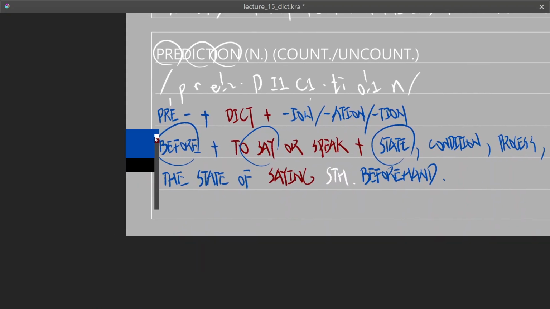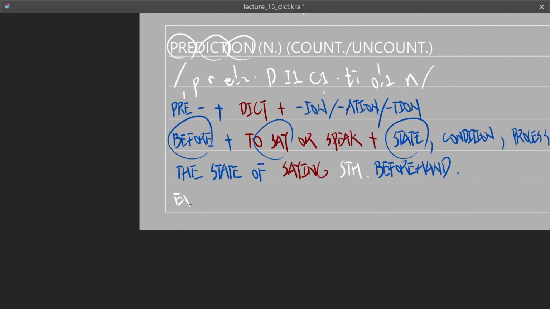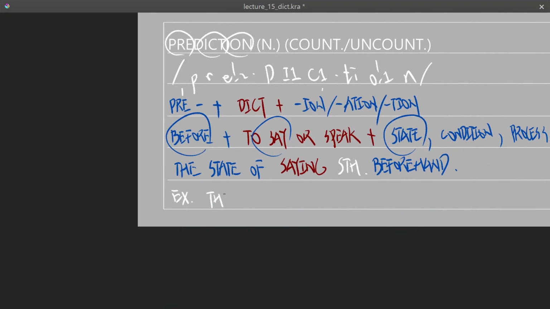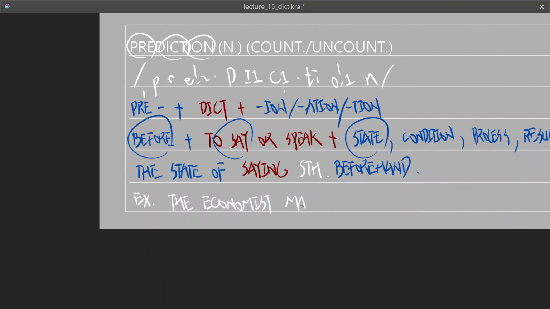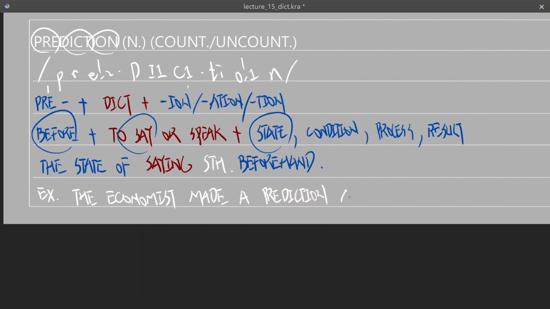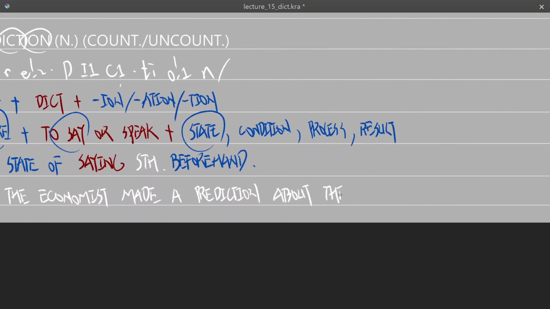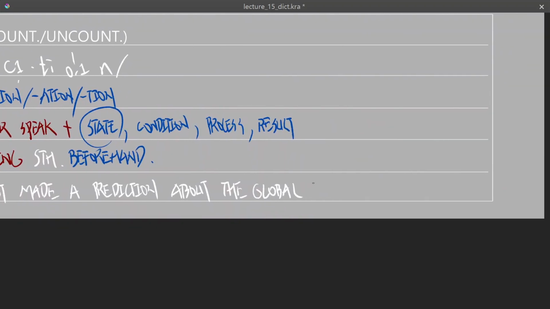Cool. So for example, let's say the economist made a prediction. Made a prediction about what? Prediction about the global economy.